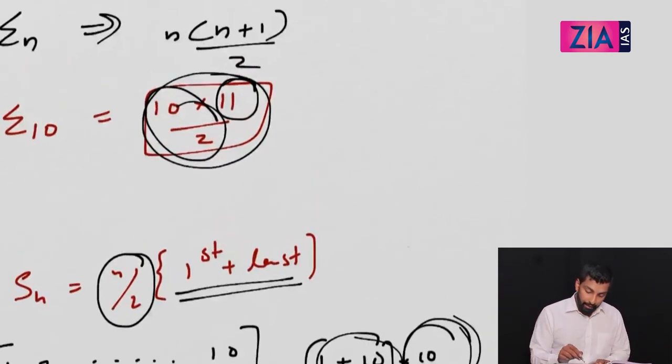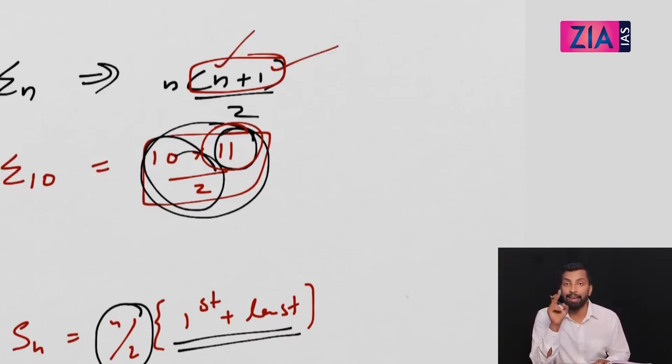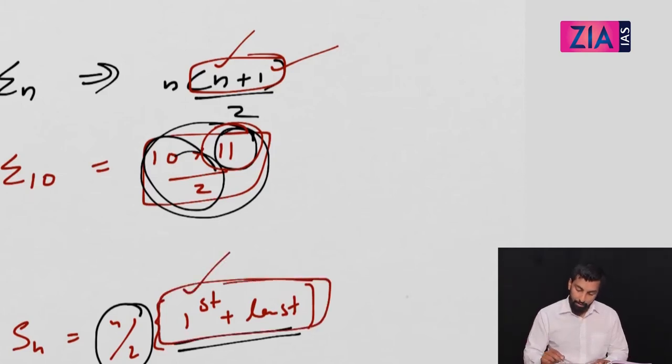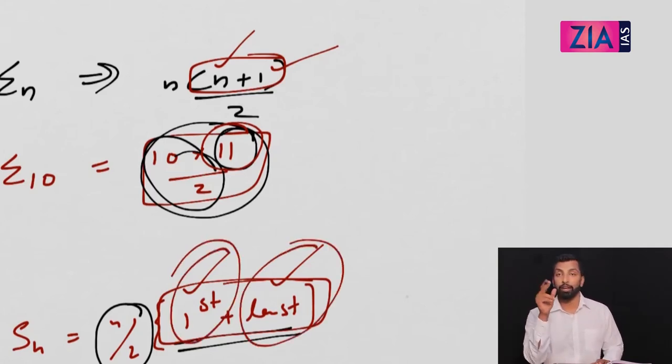Actually, why you are getting this n plus 1 is basically because 1 is the first term, n is the last term. So that's what the formula is. We know the first term as 1, last term as n, because you need to find the sum of n terms, right?